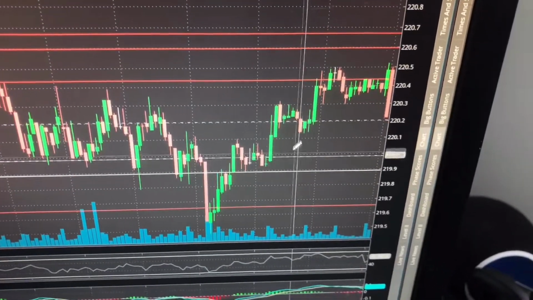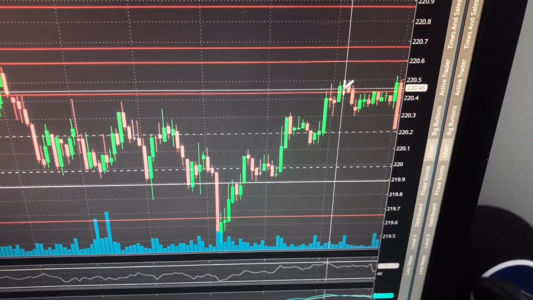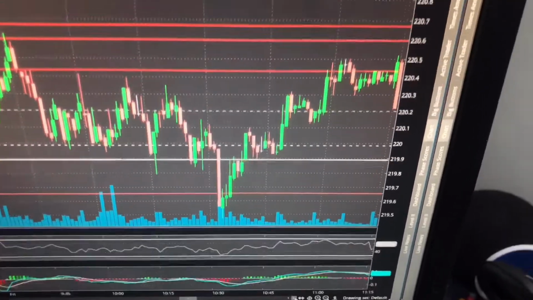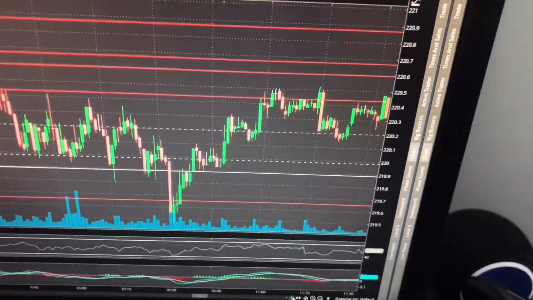And look at that. 220.20 turned into support. What happened? It pushed up to the next resistance right here. And then it came back down. But more than likely, the overall market was going down on Friday, so I think this thing is going to crack.